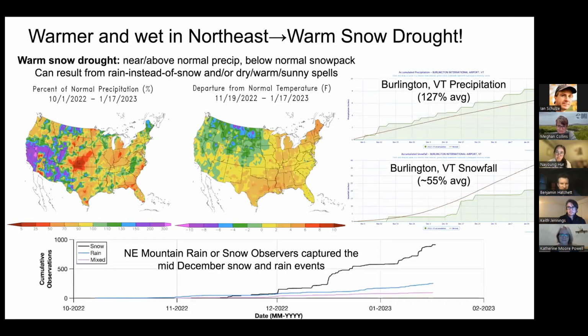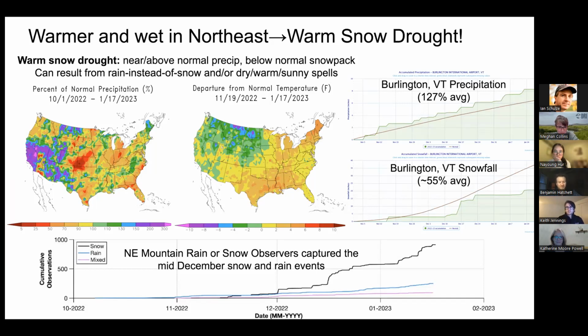If we move over to looking US wide, but also thinking about what's been happening in the Northeast, we're in a very interesting situation up there. So these two maps on the left-hand side, the furthest left one shows the percent of normal precipitation. You can see those purple and green areas where it's been extraordinarily wet. Yellow and red and orange areas are where it's been a bit drier than normal.